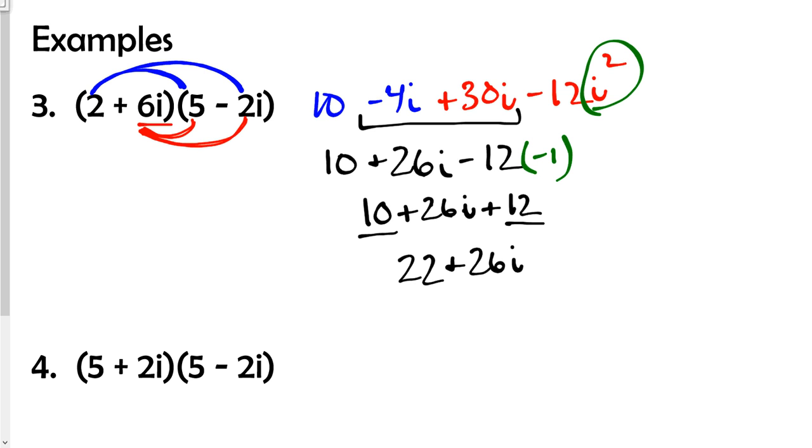It's written in standard form, the real numbers first, the imaginary numbers second, so I must be good there, right? So as long as you can remember to use the distributive property and convert all your i squareds to negative 1s, we should be in business.